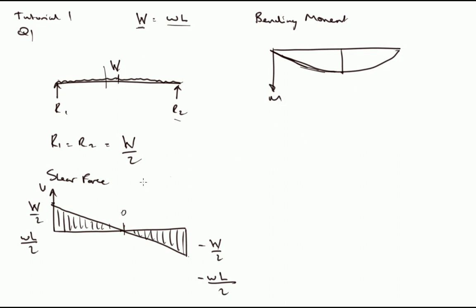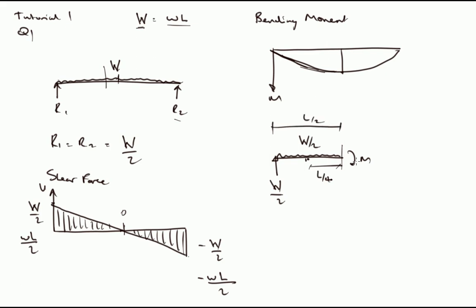So if we take the reaction, R1 is capital W divided by 2. And we're taking a section at mid-span, and we want to find the internal bending moment M. We have a remaining force which is half of the total W, so that's W divided by 2, and we can say that that can be considered as acting, if we integrate it, the average lever arm is L divided by 4, where this is L divided by 2.